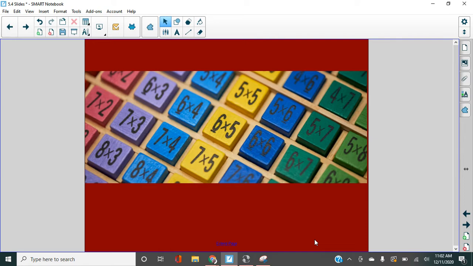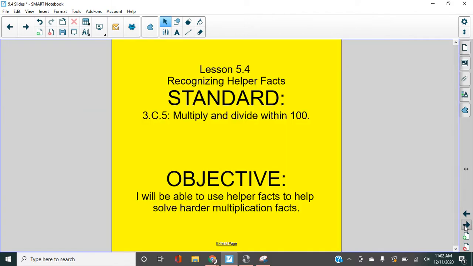Now, the only way that that's going to happen is by practice and thinking. So we're going to talk about that today a little bit. Our goal here is to be able to use some helper facts to solve harder multiplication facts. And have we used this before? Yes, but today we're really going to focus on the facts that some people describe as harder. They're ones that don't involve 2s or 5s or things like that.